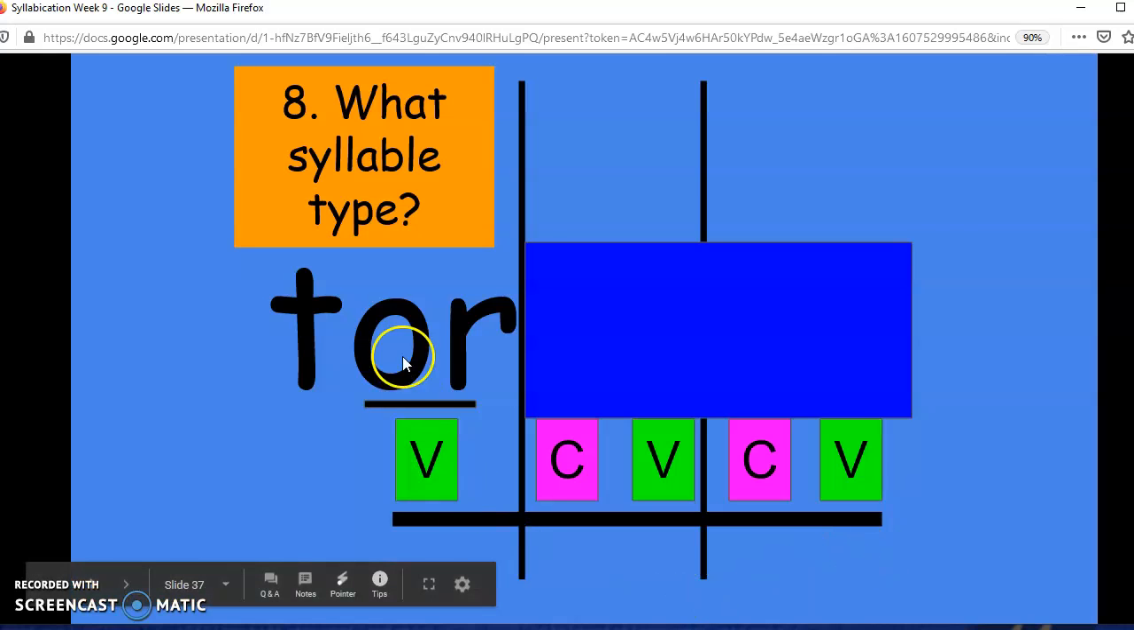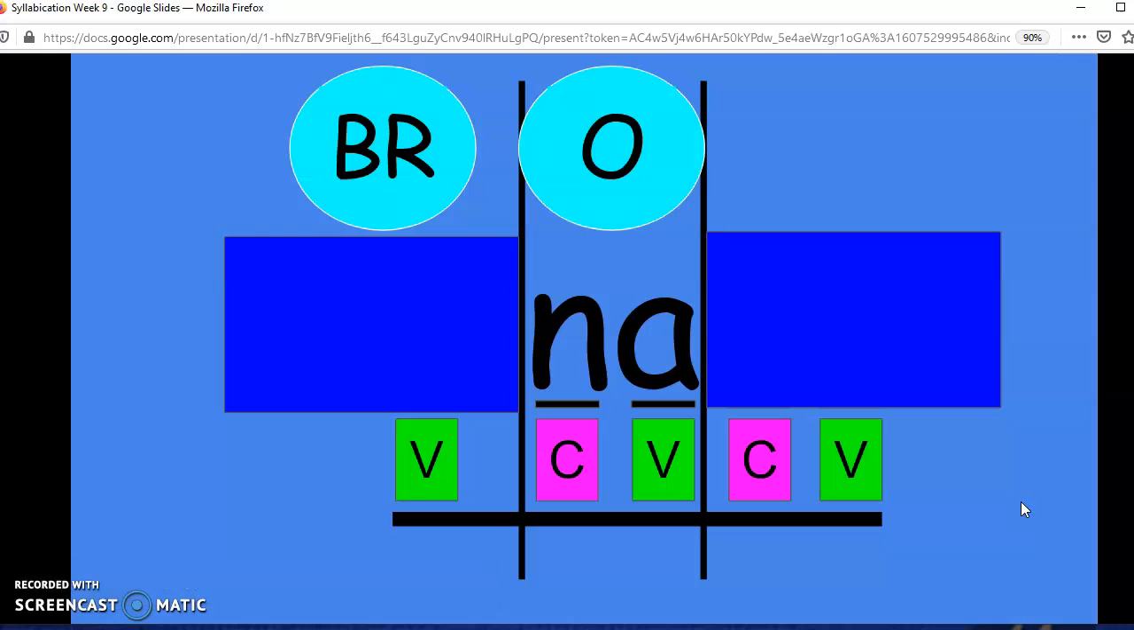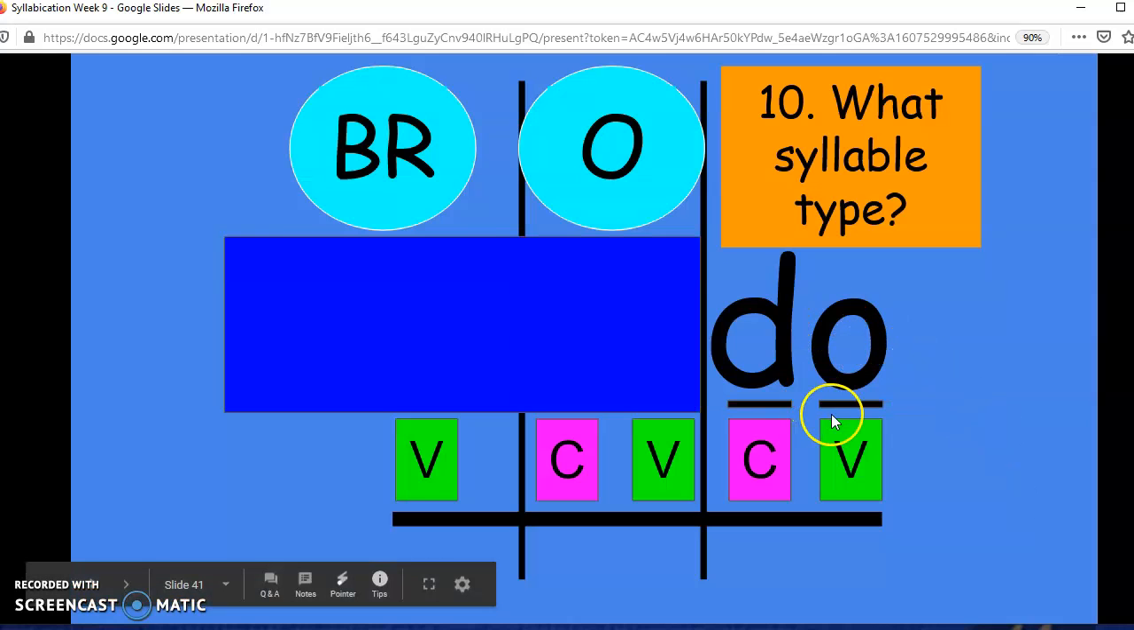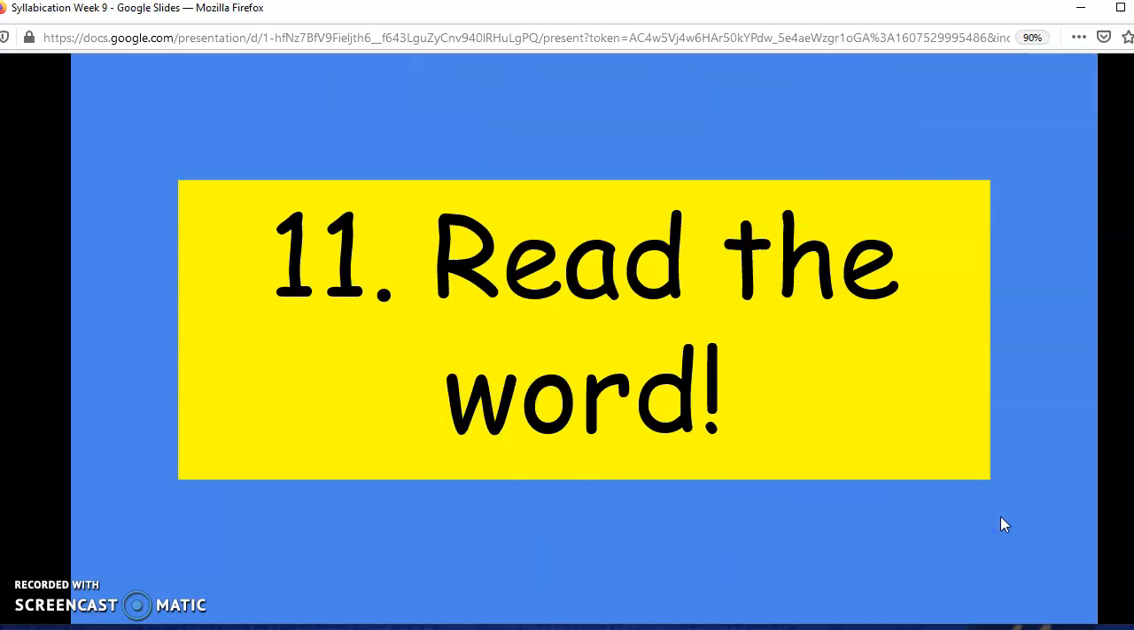We're going to look at our different syllable types. So we see OR, we know that's a bossy R. We see A, it does not have anything closing the door, so it is an open syllable. And then we see O, it does not have anything closing the door either, so it also is an open syllable. Now we're going to get ready to read our word.